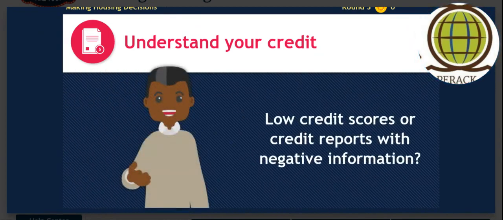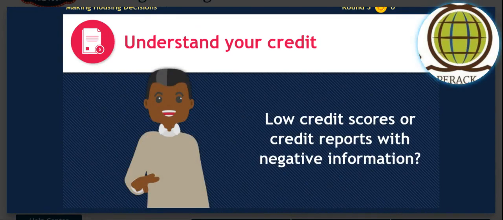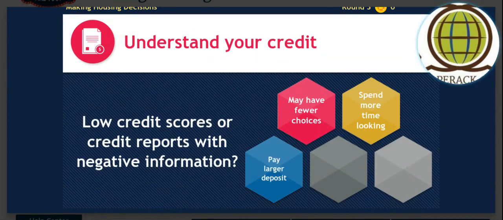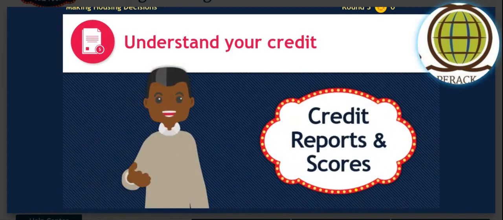Having low credit scores or credit reports with negative information can have serious impacts on your ability to rent a place to live. Having a poor credit history may mean you have fewer choices of rentals, or that you'll have to spend more time looking for a rental. You may also need to pay a larger deposit, or have someone co-sign on the lease. Having a co-signer with better credit than you have can help you get approved to rent. But the co-signer must agree to pay the rent if you don't, and you might have to postpone renting until you can improve your credit. For more information on credit reports and scores, including how to dispute inaccurate information in credit reports, play the Credit Reports and Scores game.